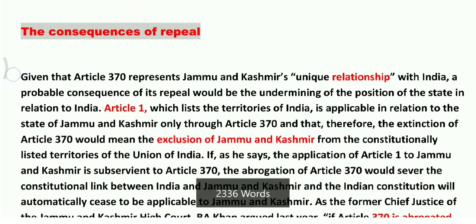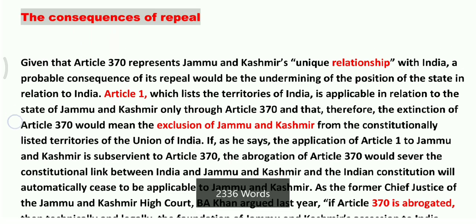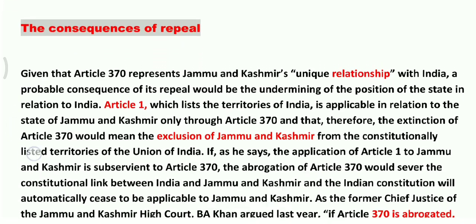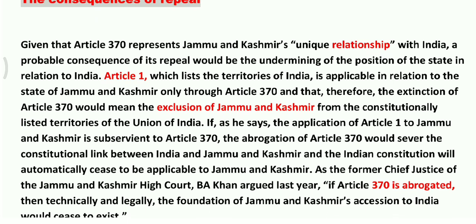The consequence of repeal. Given that Article 370 represents Jammu and Kashmir's unique relationship with India, a probable consequence of its repeal would be the undermining of the position of the state in relation to India. Article 1, which lists the territories of India, is applicable in relation to the state of Jammu and Kashmir only through Article 370, and therefore the extinction of Article 370 would mean the exclusion of Jammu and Kashmir from the constitutionally listed territories of the Union of India.